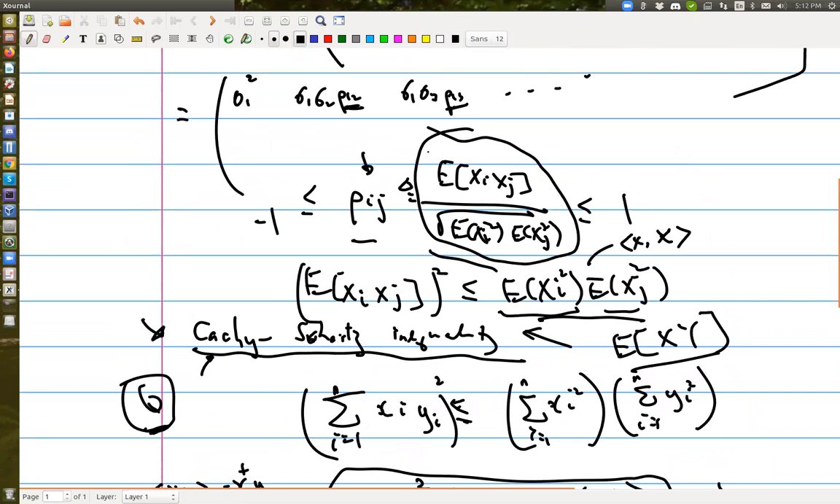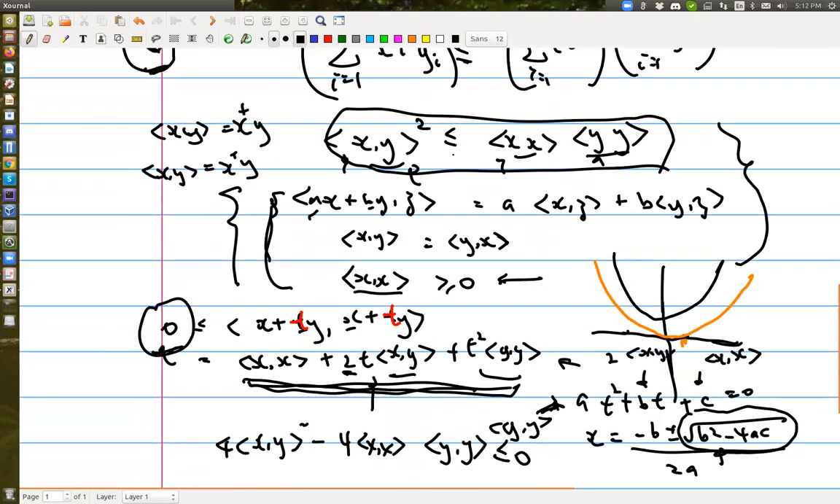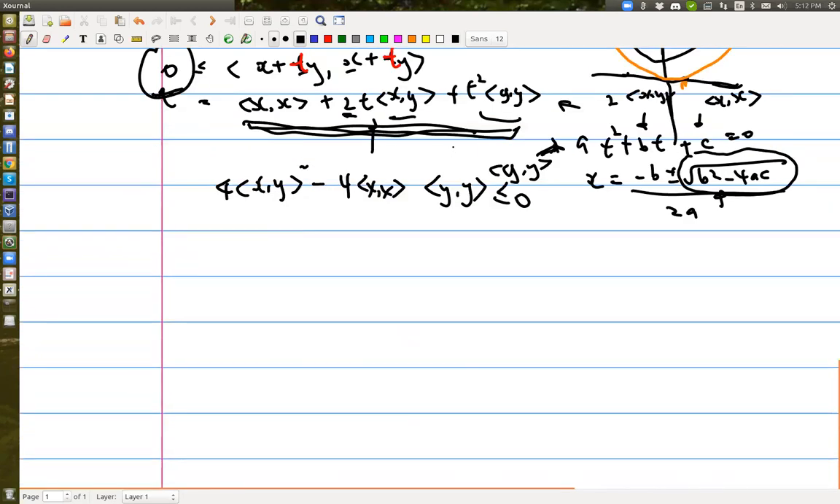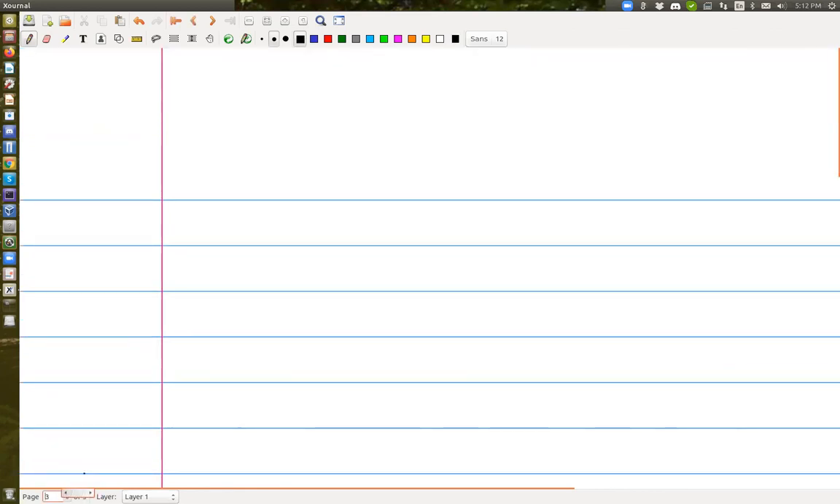Okay, let's give some physical meaning to this correlation coefficient. Maybe you guys would be more interested in the physical meaning here. So maybe I make a couple more pages here. That's hard to take. Okay.